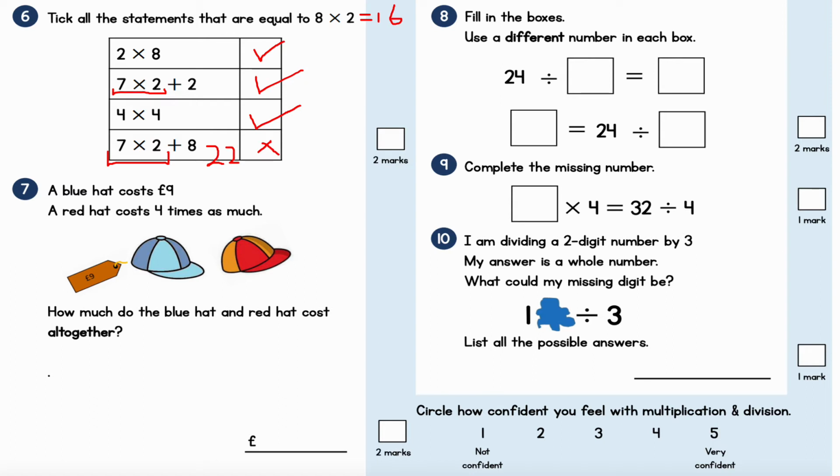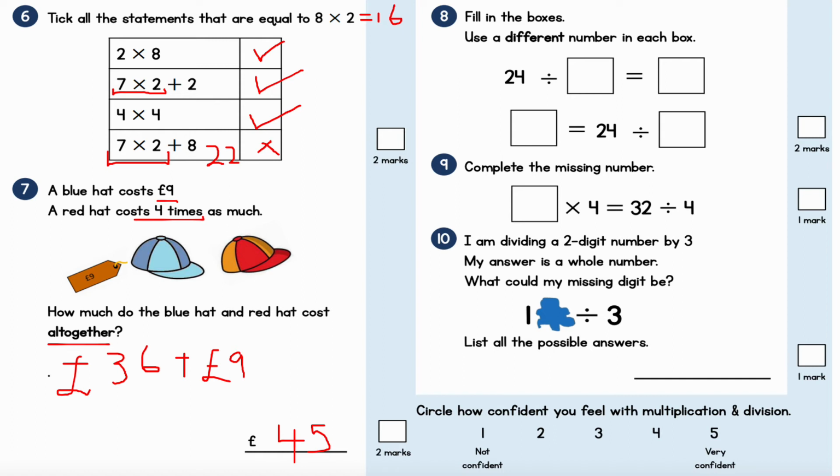This is question number 7. A blue hat costs £9. A red hat costs 4 times as much. How much does the blue hat and the red hat cost altogether? So 4 lots of 9 is £36. £36 plus the £9 is £45. Altogether means that I'm adding my answers together.